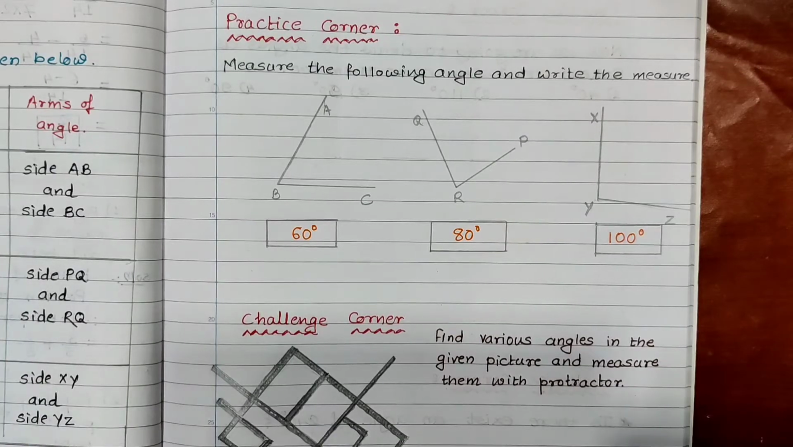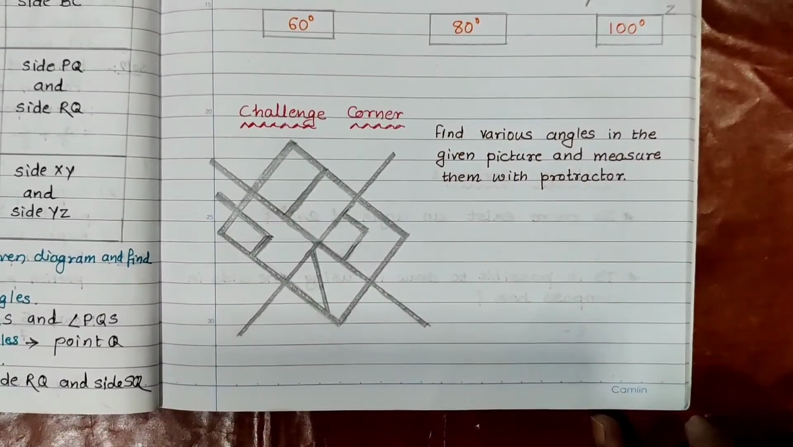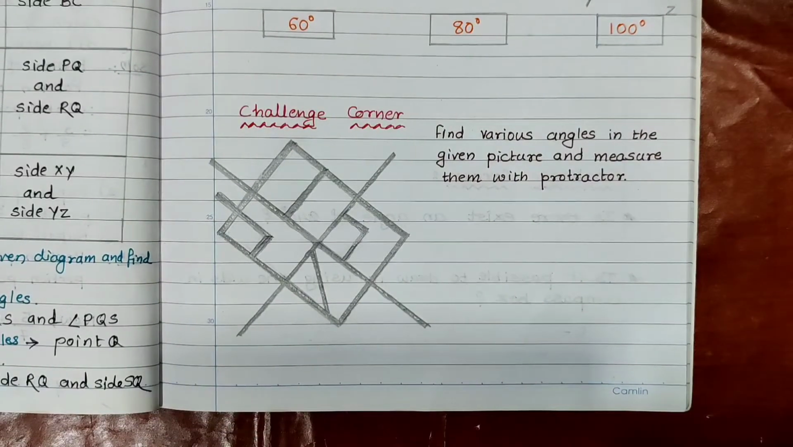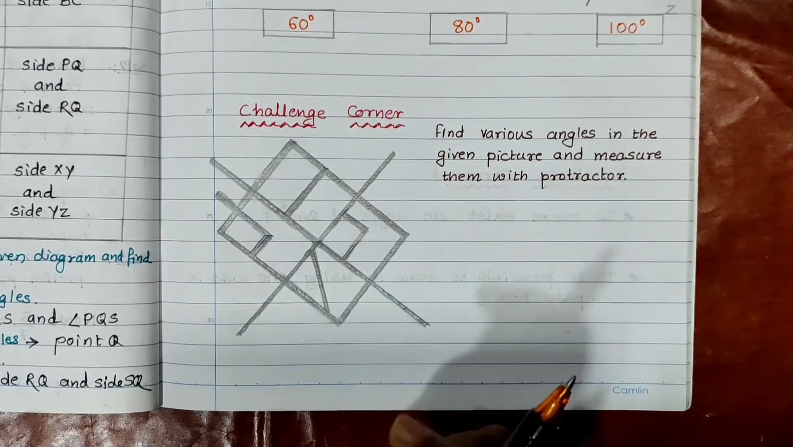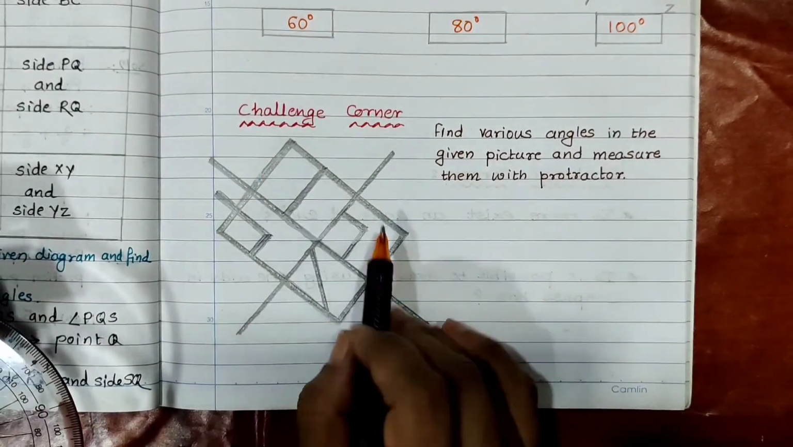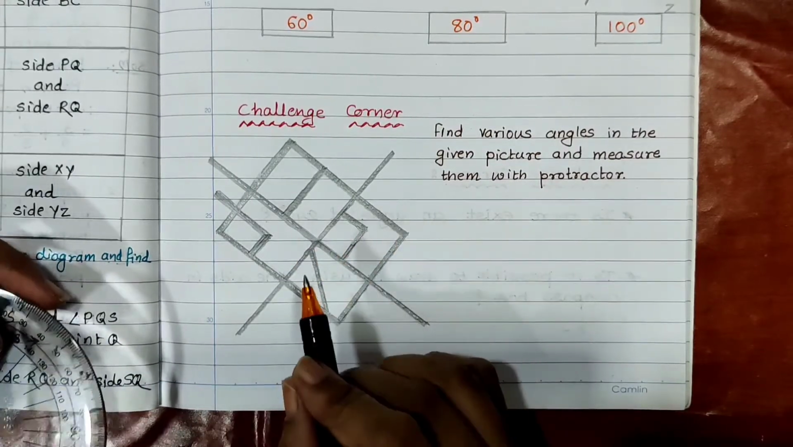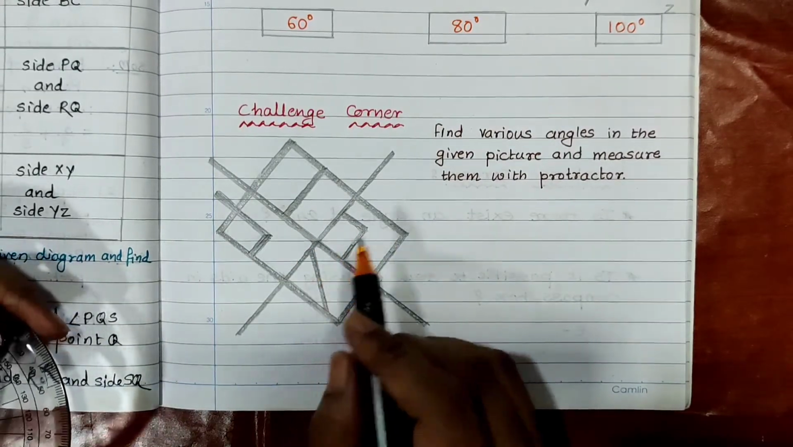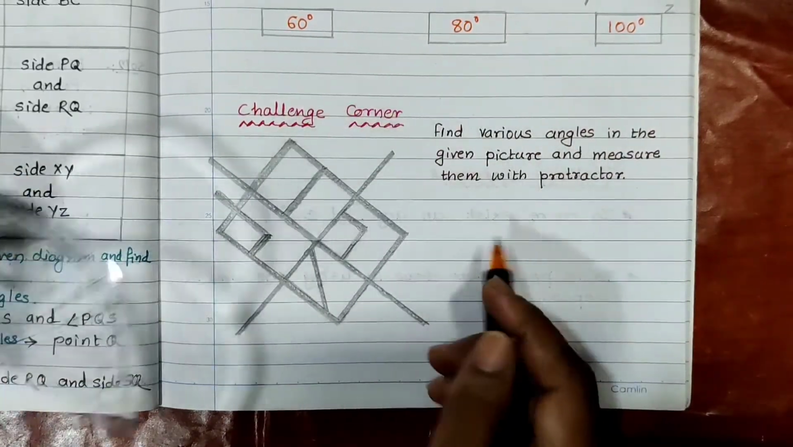Okay, now in challenge corner I have drawn this diagram. You all can take the printout from the PDF and then stick that printout here, and then you can measure it. So all these angles, you can see various types of angles here. You can give the names, measure them and write the measurement with the help of this protractor. We have to measure and you can write here.